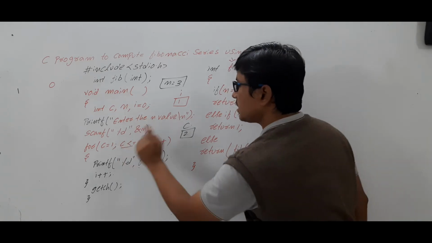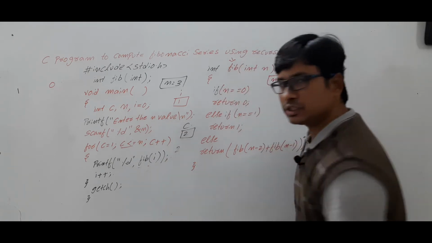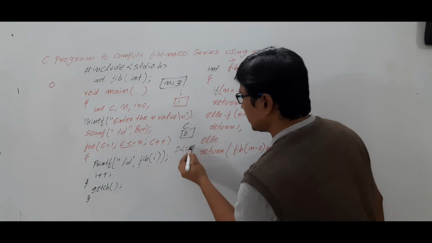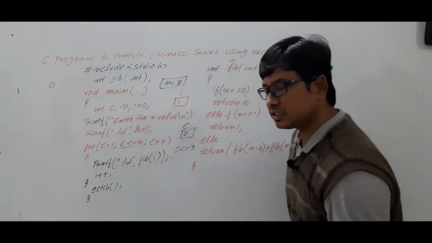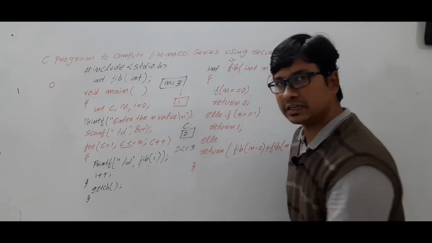Okay. What is the condition? C less than or equal to n. C value is 2, less than or equal to n value 3. Again the condition is true. 2 is less than 3. If again this condition is true, what are the statements which are there in this for loop that need to be executed?